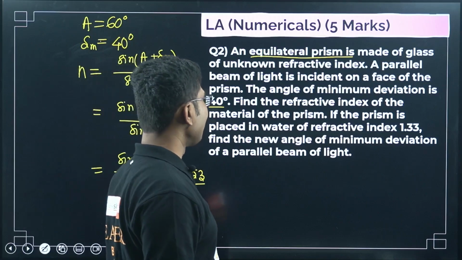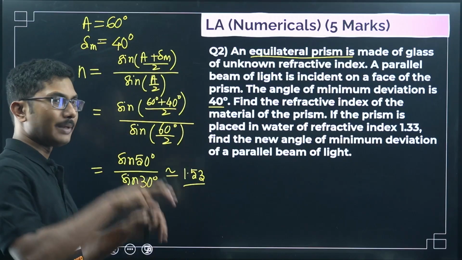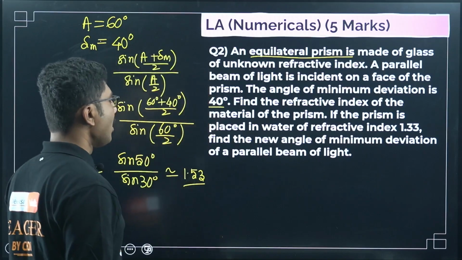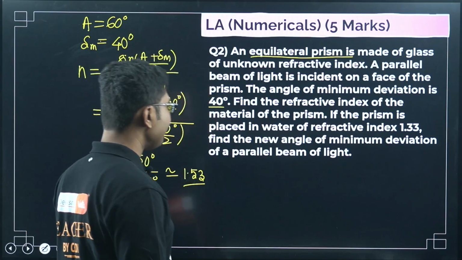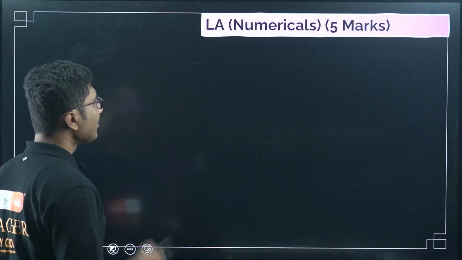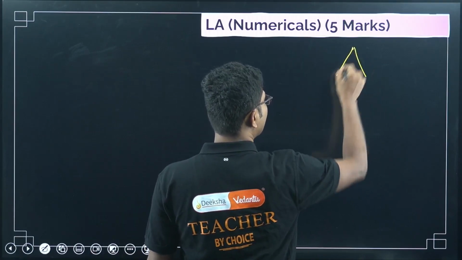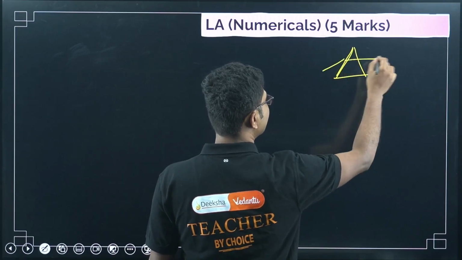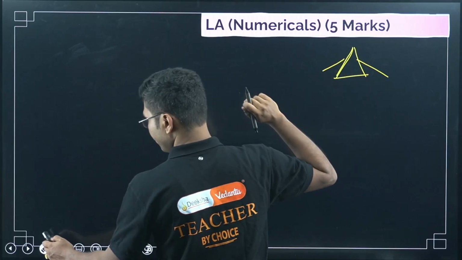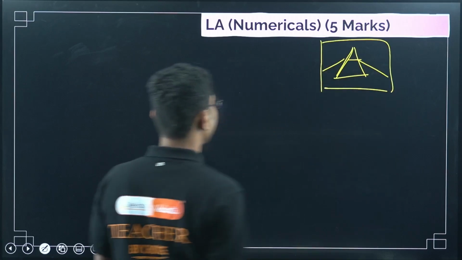Now the next question is, if the prism is placed in water, you are taking the same prism and placing it in water of refractive index 1.33. Find the new angle of minimum deviation of a parallel beam of light. So you have to find the new angle of deviation when the entire thing is immersed in water. Before, there was a minimum deviation. Now you put it in water, what will be the minimum deviation?